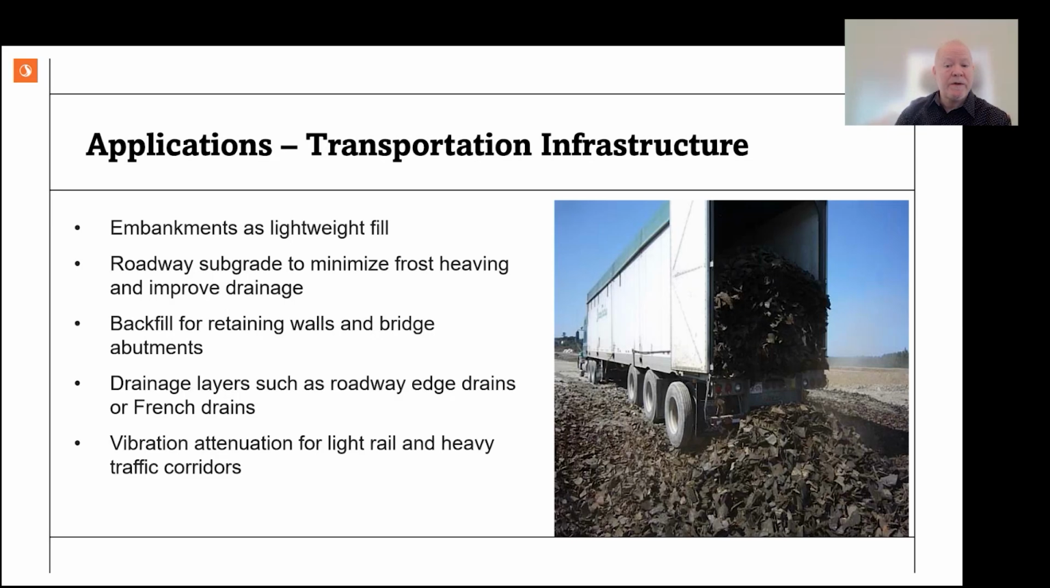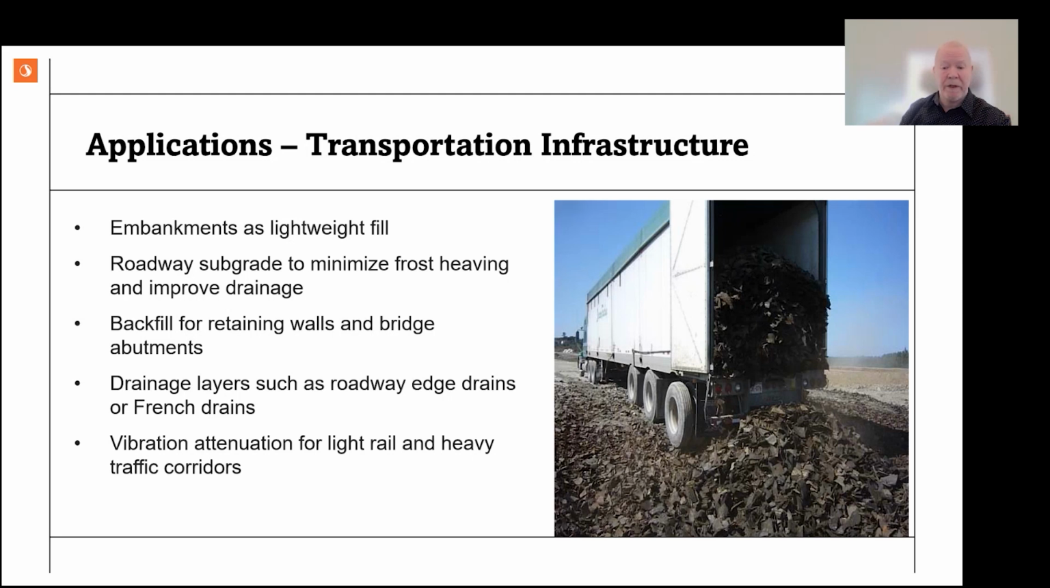One of the most common uses of TDA is lightweight embankment fill, where the lower unit weight helps reduce stress in weak soils and limits settlements. It can also be used in roadway subgrade systems, where its free draining structure and thermal behavior help manage moisture and reduce frost-related movements.